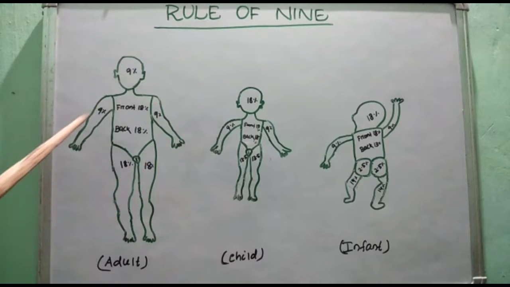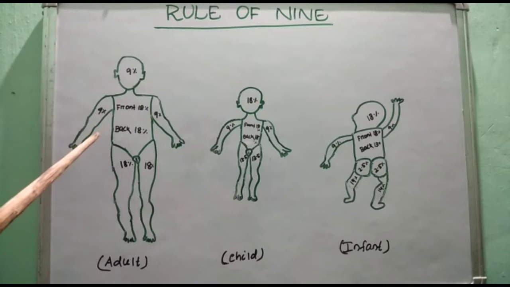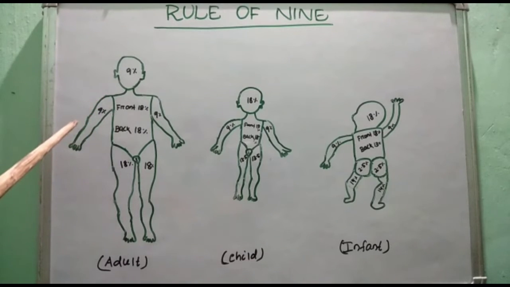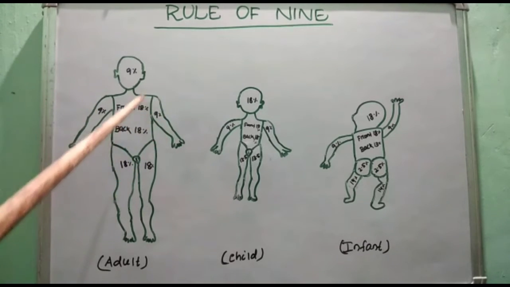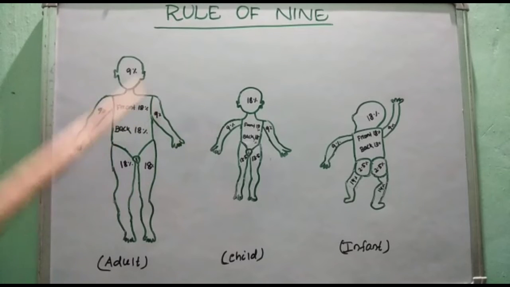Then same, if the right hand is bone, then it should be given total 9%. If only the anterior part of the right hand is bone, it should be given 4.5%. If only the posterior part of the hand is bone, it should be given 4.5%. So if the total right hand is bone, it should be given 9%. And if total left hand is bone, it should be given 9%.